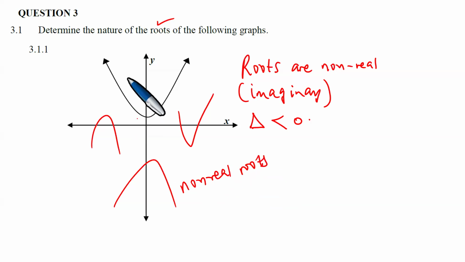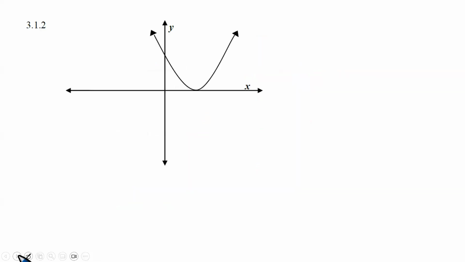Why non-real? Because it does not have the roots. What are the roots? The roots are the intercepts with the x-axis. Those are the roots. But here there are no roots. And here there are no roots. Okay, let's look at the next question.